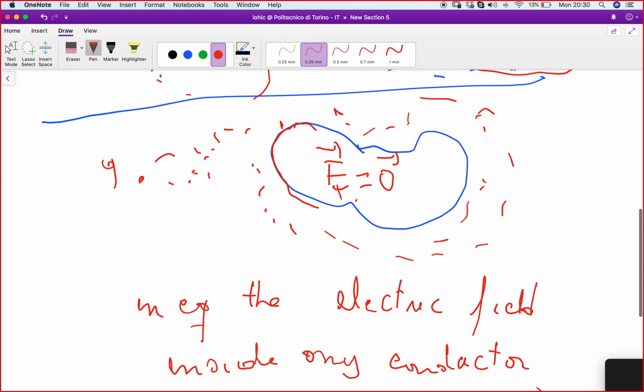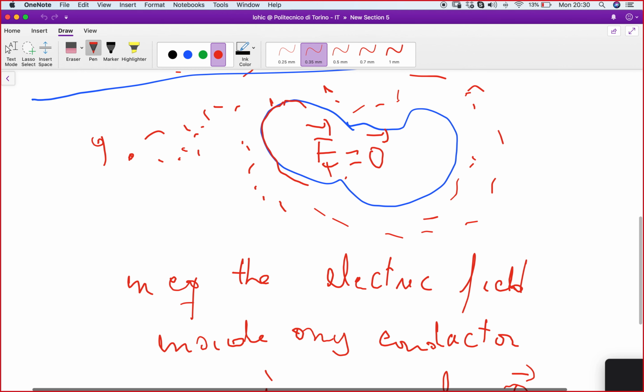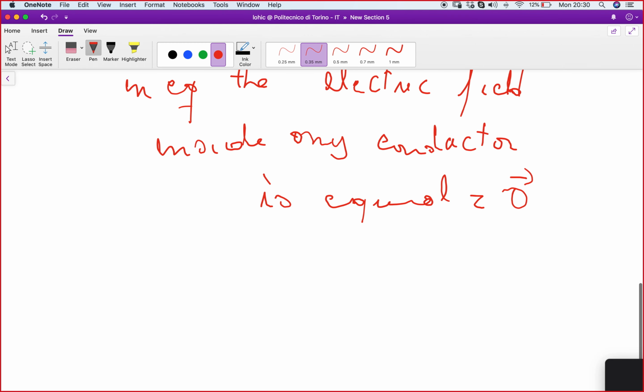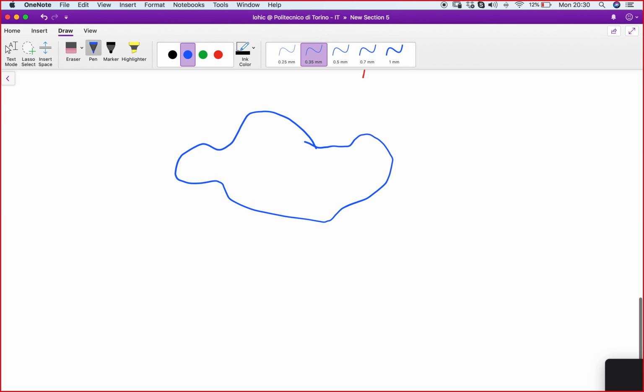Now, what happened to the charges? The question will be, now, what is the value of the electric field on the surface of the conductor? We understood that inside the field is 0, but how will be the electric field on the surface? Let's go down and draw once more a conductor. We understood that the electric field inside, in the equilibrium condition, should be the null vector, otherwise the charge inside will be moving. Now, what happened?